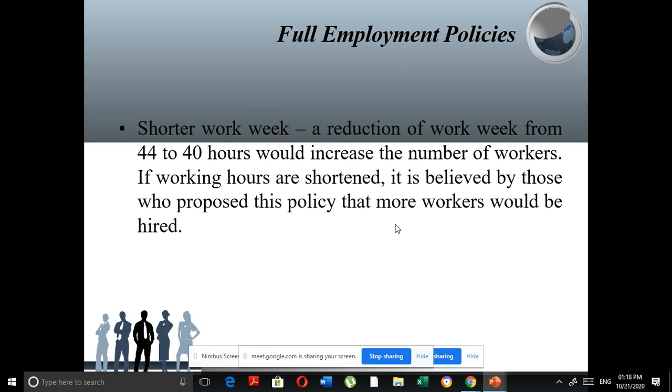Then we will talk about full employment policies. Here, a shorter work week: decreasing the work week from 44 to 40 hours would increase the number of workers. If working hours are shortened, it is believed by those who proposed this policy that more workers would be hired. This is one of the full employment policies. You understand this one?